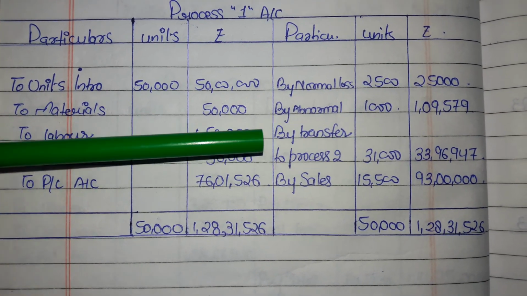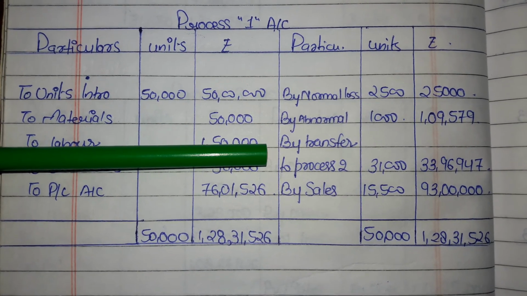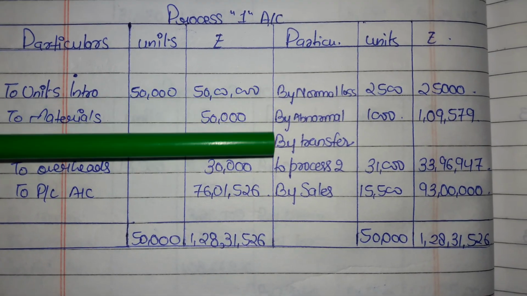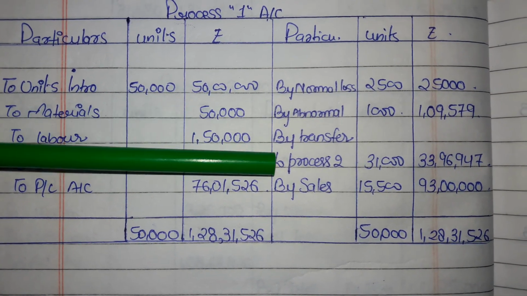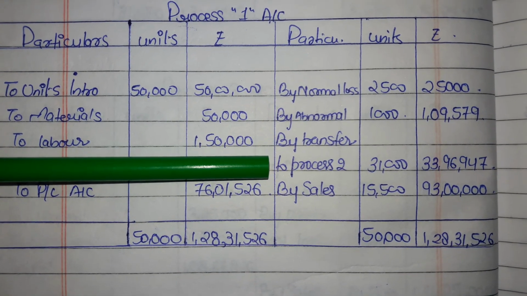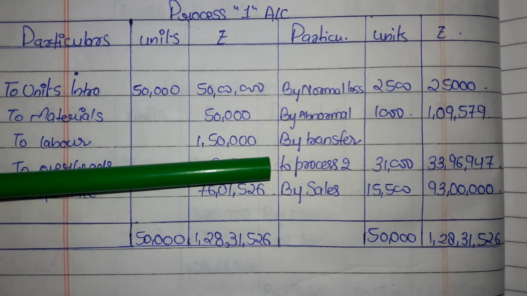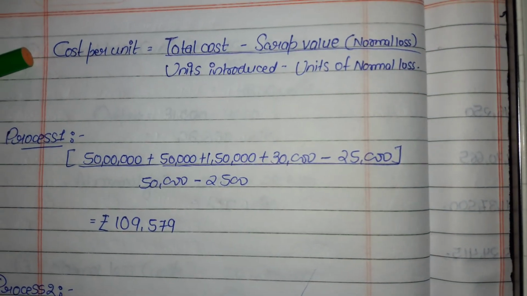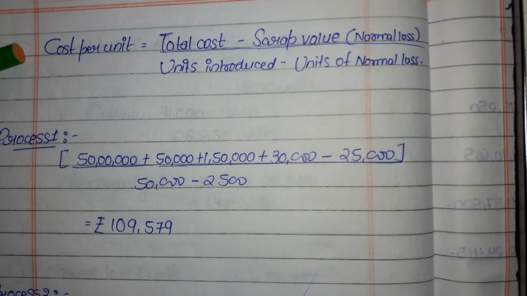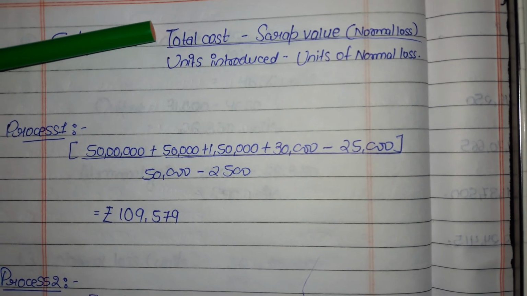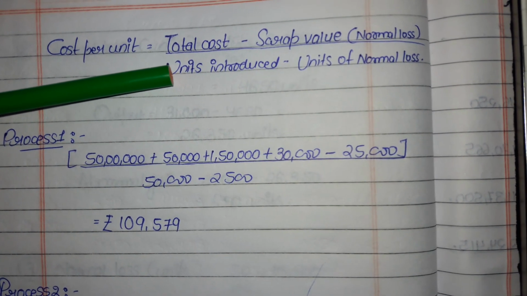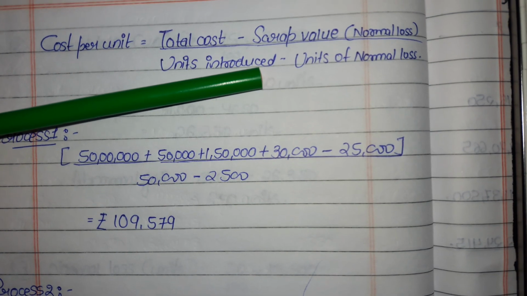Actually, for this also we need to learn about the calculation, that is cost per unit for abnormal loss and for by transfer to process 2. The per unit value for both these units will be the same, and we will learn it, which is your cost per unit. This is the formula to calculate cost per unit, in which you need to first find the total cost minus scrap value of the normal loss, then units introduced minus units of normal loss.